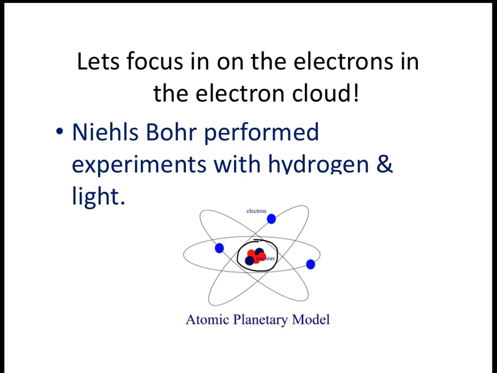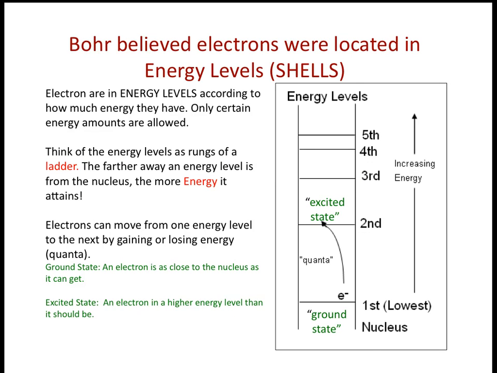And Niels Bohr is going to be responsible for determining that the electrons are actually found in energy levels and they travel a pathway. So Bohr believed that electrons were located in energy levels, and sometimes that is referred to as a shell. And one of the things that you need to know is that certain energy levels have a certain amount of energy associated with them, and in order for electrons to be held within that energy level, they have to have that same energy.